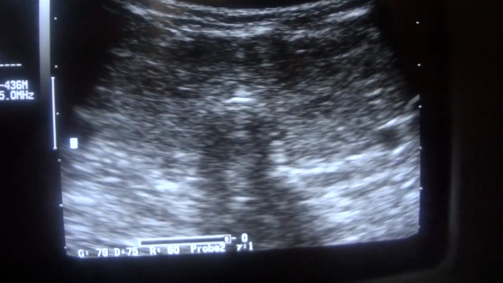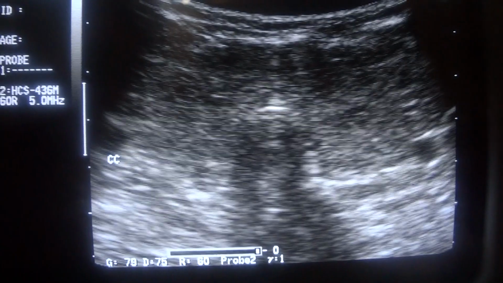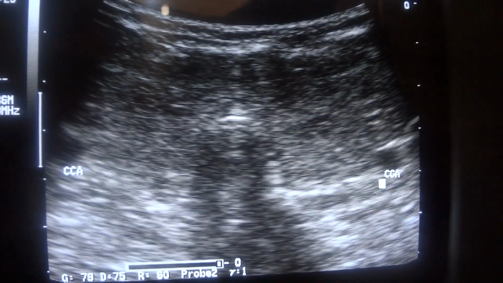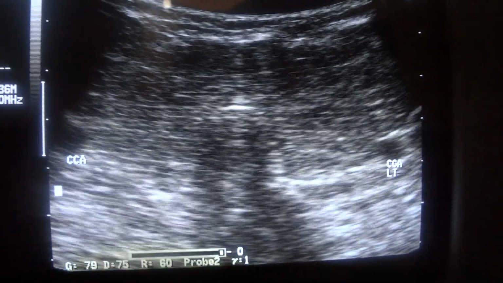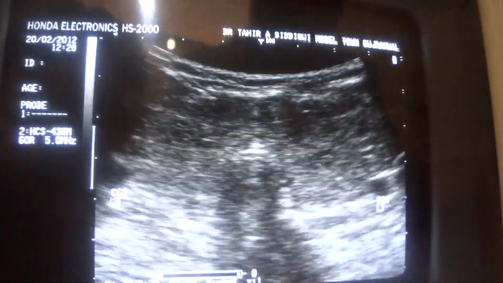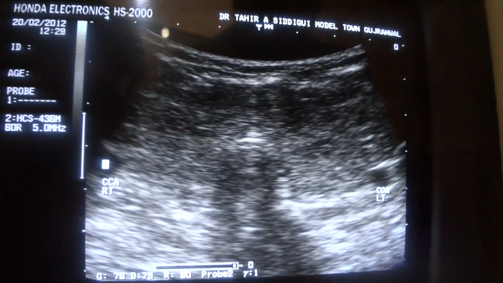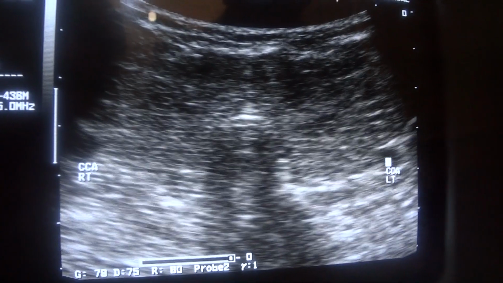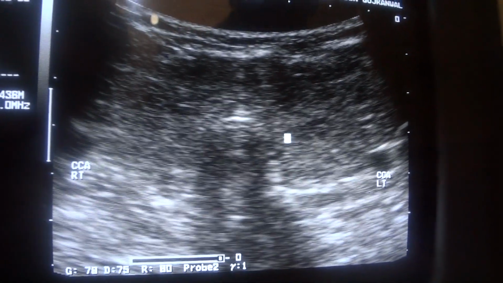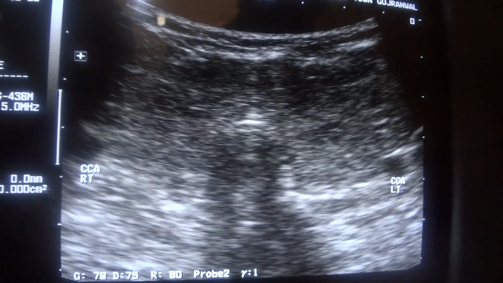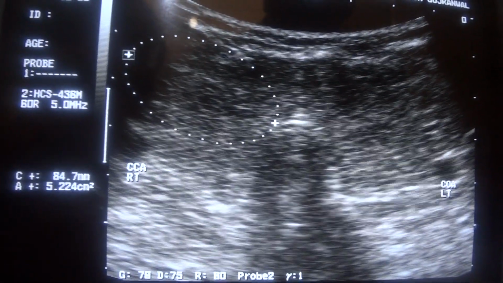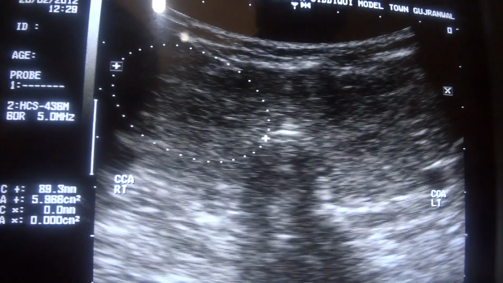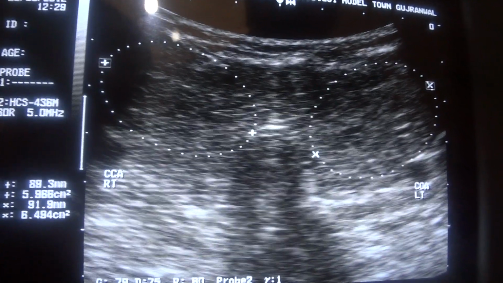Now this is the common carotid artery in transverse section. This is the common carotid artery again. This is the left and this is the right. This is the common carotid artery in transverse section. This is the right lobe of the thyroid, and this is the left lobe of the thyroid.